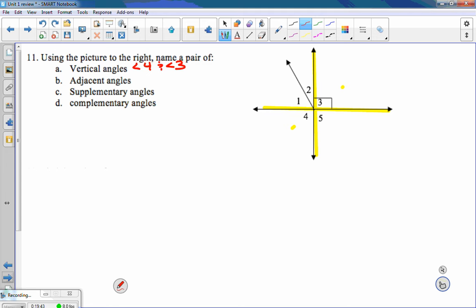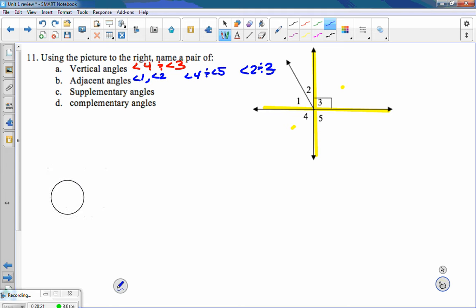Give me a pair of adjacent angles. There's a bunch. Now what does adjacent mean? Side by side. Is angle 1 and angle 3 side by side? 1 and 2? Give me another pair. 4 and 5. Give me another pair. 2 and 3. Any of them that are next to each other. Angle 1. Which one? This one? It's an angle symbol, but it's so tiny you can't really tell.